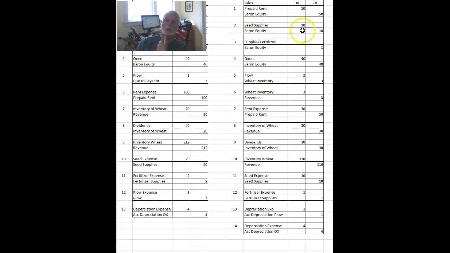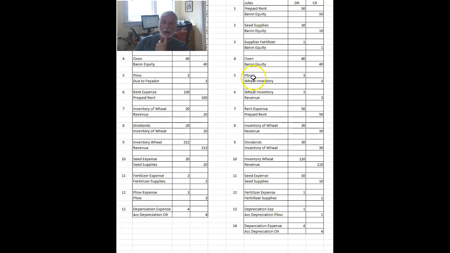He also received seed, and fertilizer, and an ox. And those are the values that are given. So each one of those is an equity investment by the Baron. So the Baron has made a 101 bushel of wheat investment in Jules. And those are all assets.